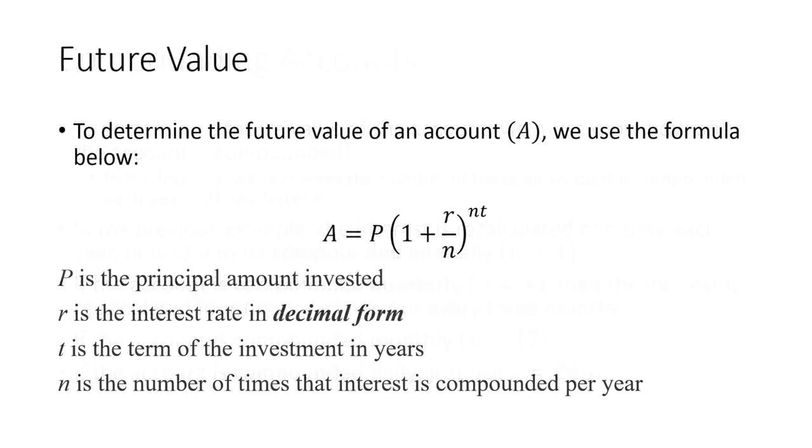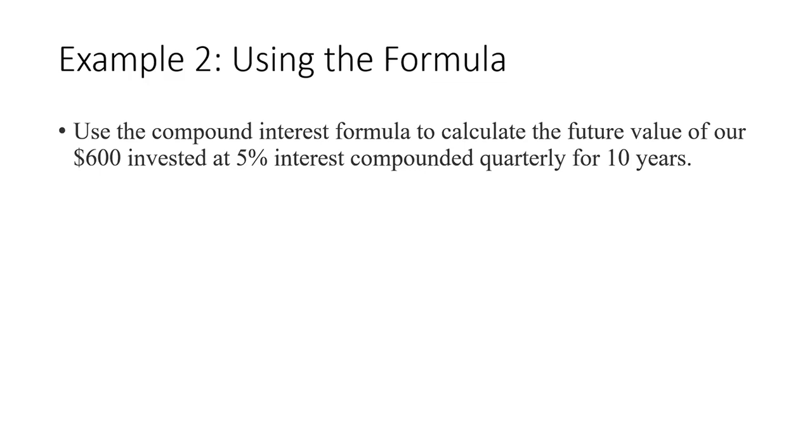To determine the future value of an account, we just use this formula here, where P is the principal, R is the interest rate as a decimal, T is the term of the investment in years, and N is the number of times that the interest is compounded each year. So if we want to find the future value of our $600 investment at 5%, if it's compounded quarterly for 10 years, the future value is equal to P times (1 plus R over N) to the power N times T. So that's $600 times (1 plus 0.05 divided by 4) to the power of 4 times 10.